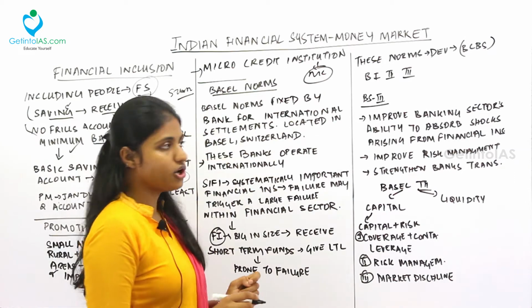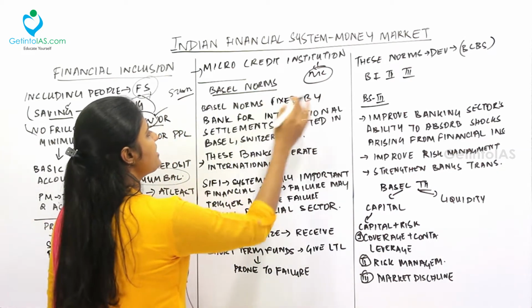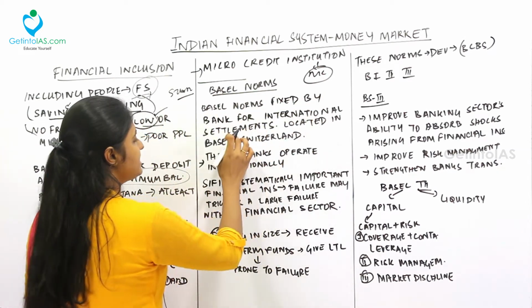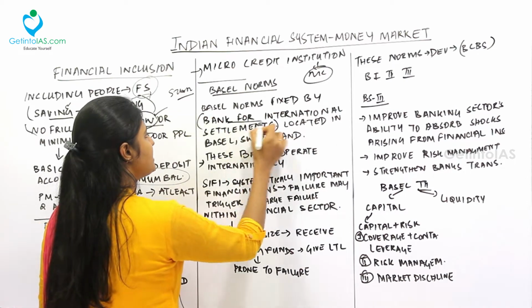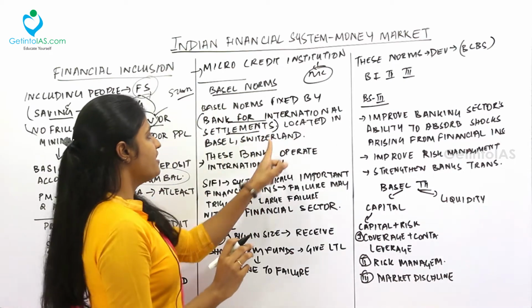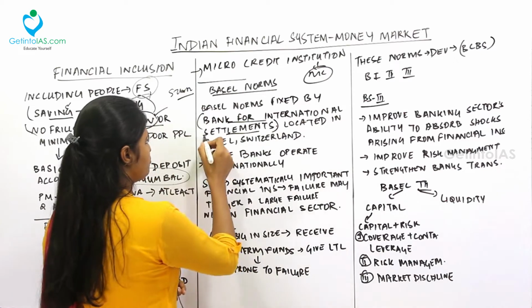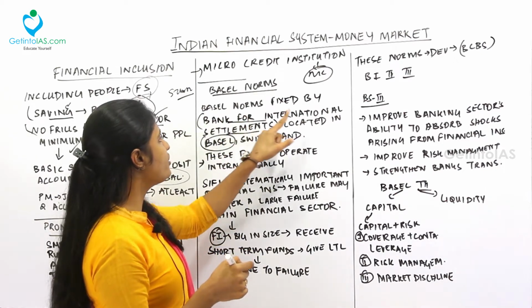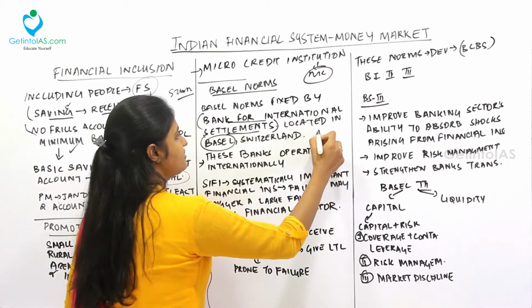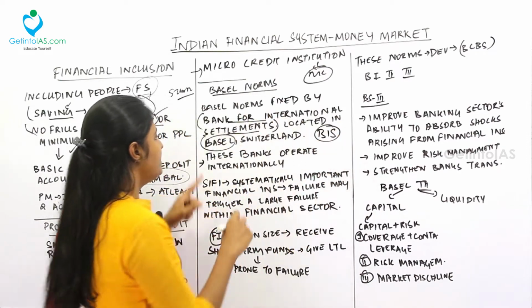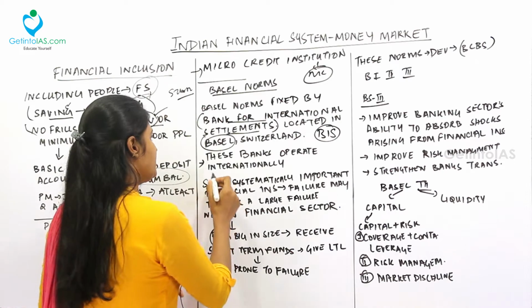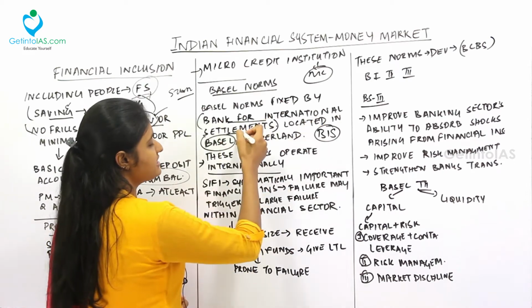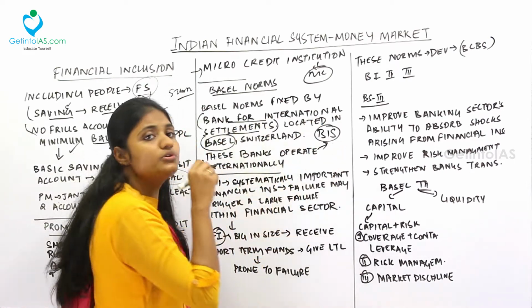Next, coming to the Basel norms. Basel norms are fixed by the Bank for International Settlements. The Bank for International Settlements fixes the Basel norms, and it is located in Basel, Switzerland. So Basel is a place in Switzerland. Over there is something called the Bank for International Settlements, BIS. Fine. Okay. Next, these banks operate internationally. So the Bank for International Settlements operates internationally throughout all the countries.